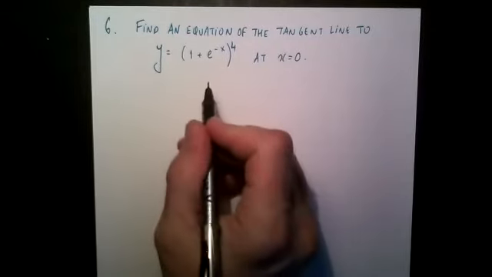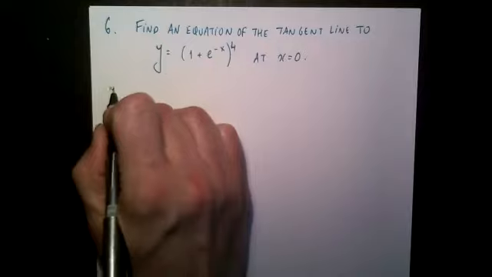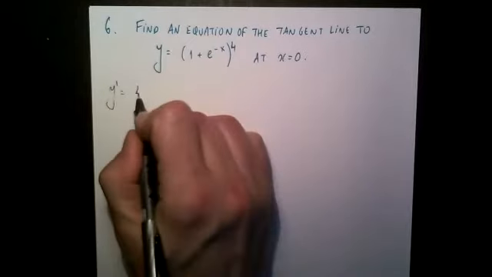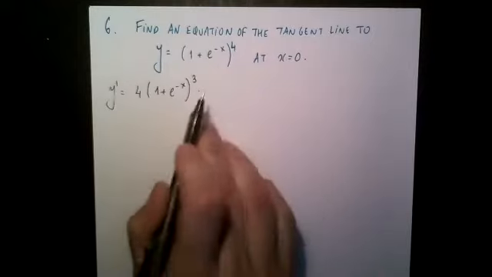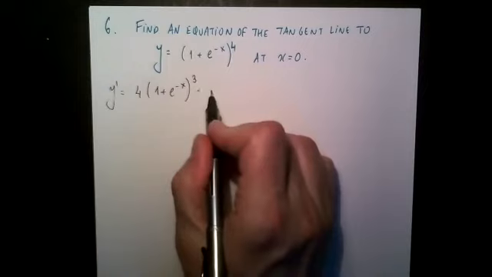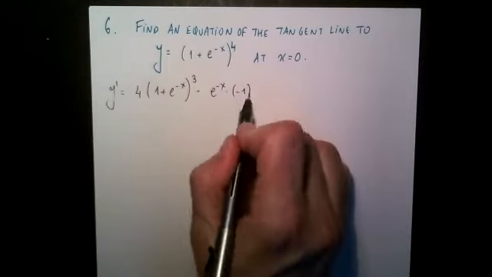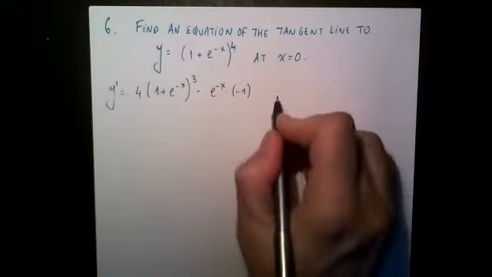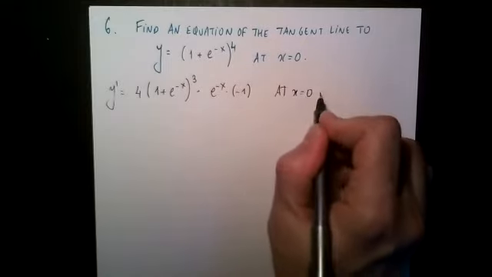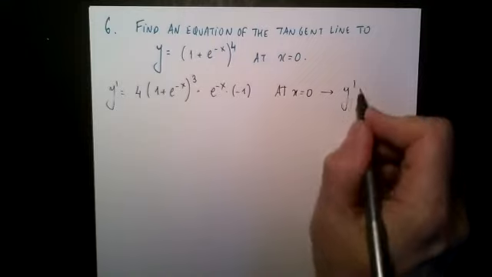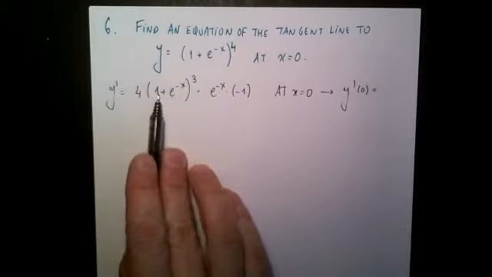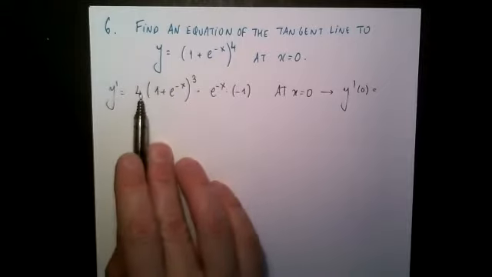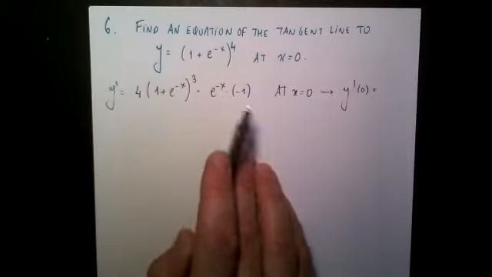So first thing we need is the derivative. So y prime is 4 times (1 plus e to the minus x) to the power 3 times the derivative of the inside, which is e to the negative x times minus 1. Okay, at x equals 0, we get what? So y prime of 0, the derivative at 0. If you plug in 0 here, you get 1 plus 1 is 2, power 3 is 8, times 4 is 32. 32 times 1 times minus 1, so minus 32.